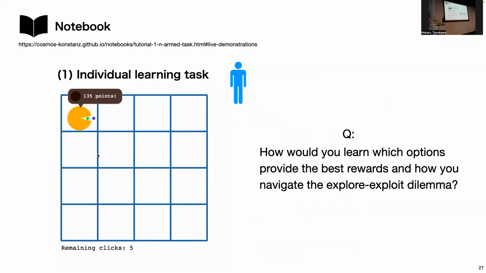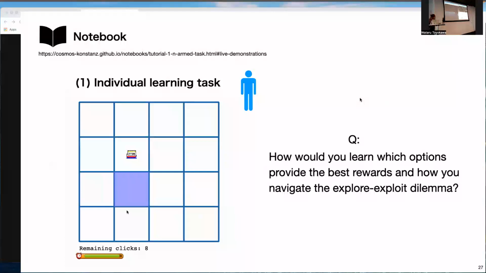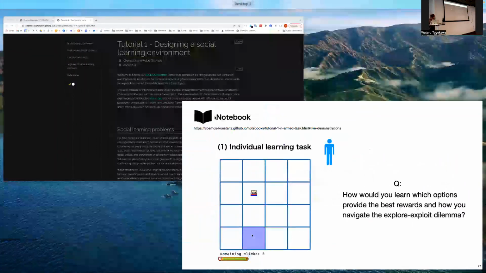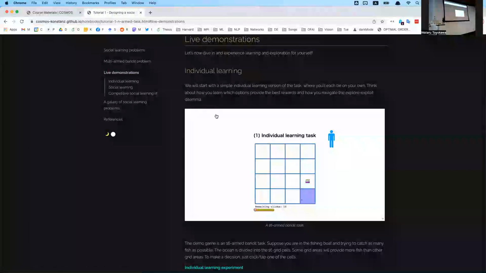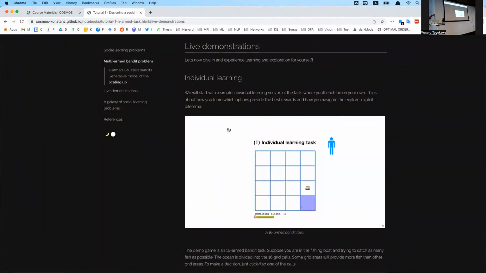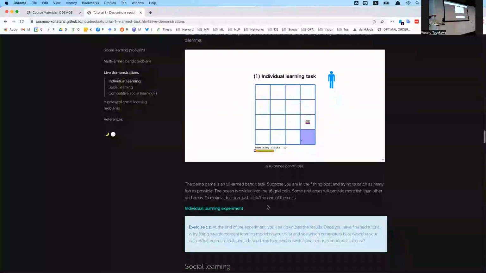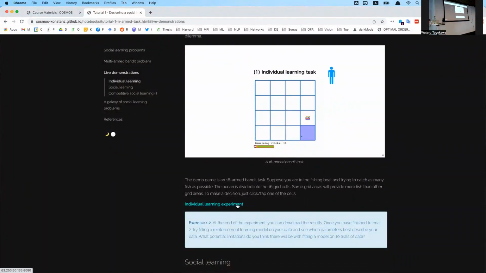So please go to the live demonstrations, which is the main header, and then the individual learning experiment is the link. Please go to tutorial 1, then live demonstration, and then click individual learning experiment. These are just the individual tasks, so you are free to start.